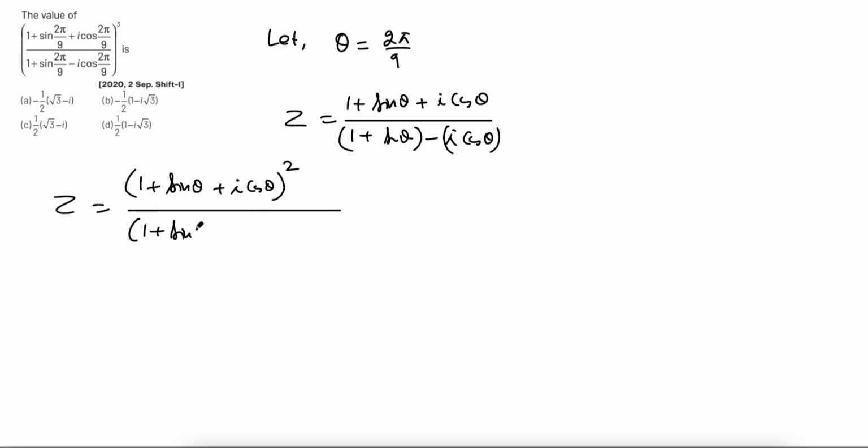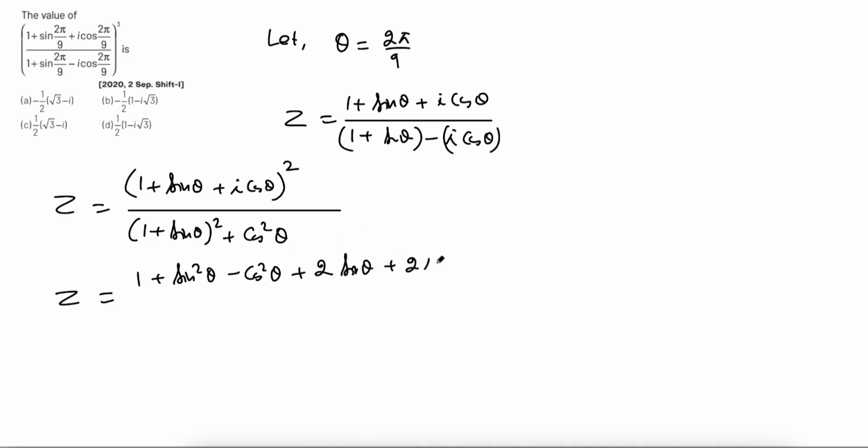(1 plus sine theta) whole square plus cos square theta. I am not going into very small calculations because I hope all of you are going to write the JEE examination, so you can understand all this calculation. Now expand it, simple expansion. So z equal to, this will be what? 1 plus sine square theta plus this square. This square means i square cos square theta, which means minus cos square theta, and plus 2 into this, 2 sine theta, plus 2 into this, 2 i cos theta.